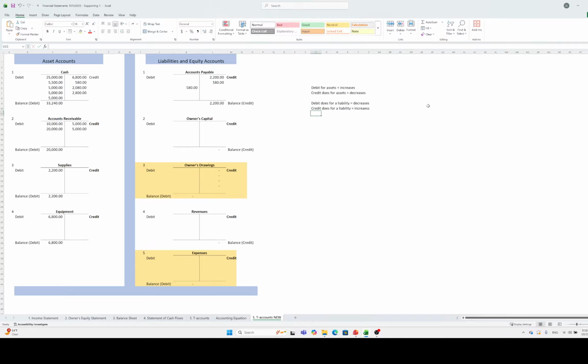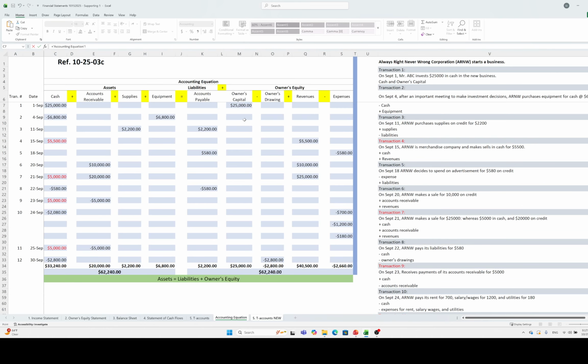So you need to understand and learn this rule, and we will do a lot more exercises. You will learn this. I just wanted to make sure you understand it. Again, for owner's capital, credit increases, debit decreases. We've got $25,000, if you remember from the first transaction, that's what it is.